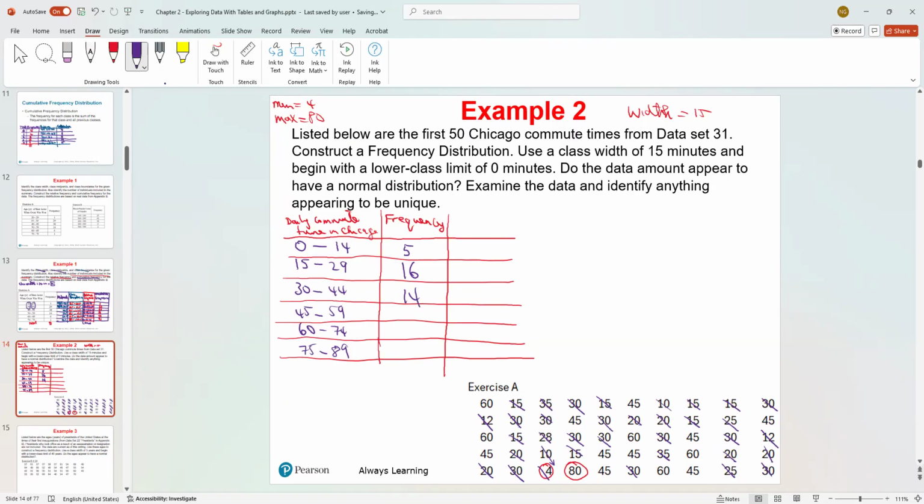How many data values from 45 to 59? One, two, three, four, five, six, seven, eight. Right? Is that it?